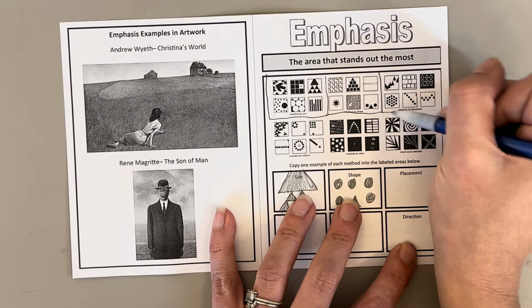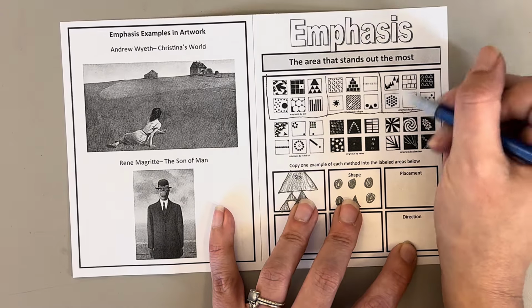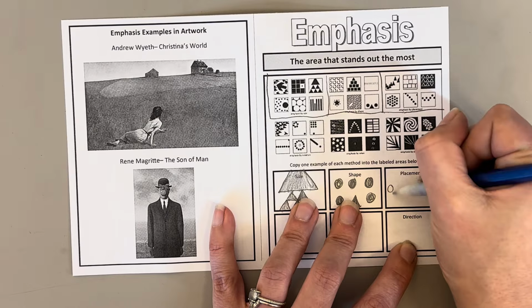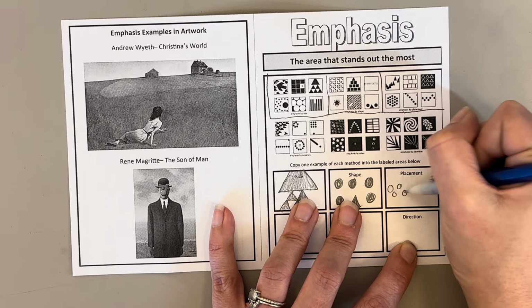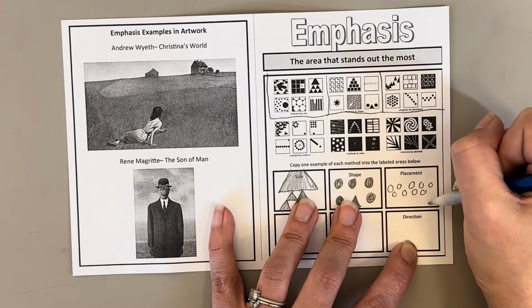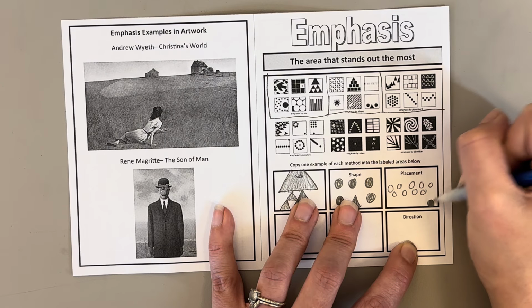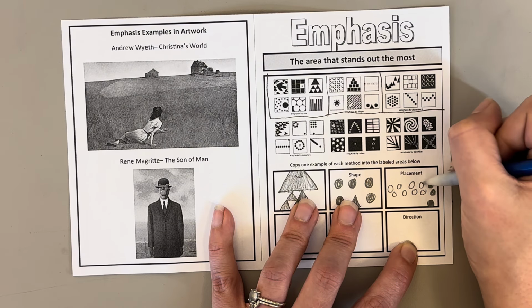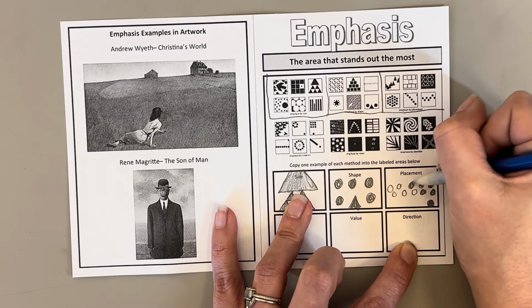Next, we're going to look at placement, and you can draw any of these examples, but I'm going to copy this one right here where it's got a row of circles, circle, circle, circle, circle, and then all of a sudden there's this one over here, out of line. So we're going to go through and fill those in.